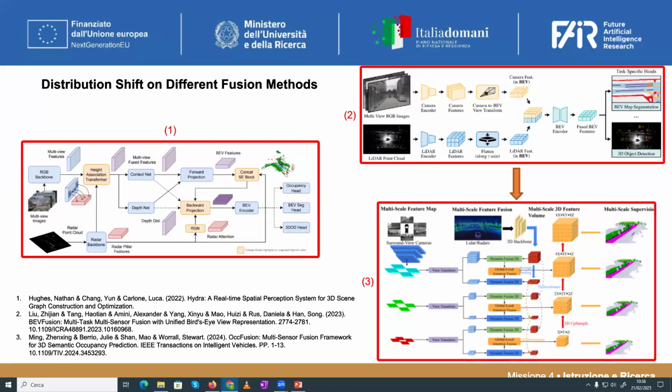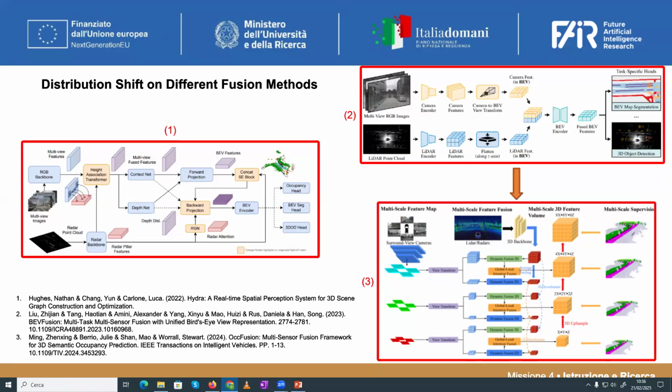And on the left, you can see another paper called Hydra, another approach that uses a hybrid approach. So you would have a cross attention at the first step between the radar and the camera. And in the end, again, we have the radar pillar points and the fused camera radar points fused together. So it's a hybrid approach. So there are many things that we can do here.